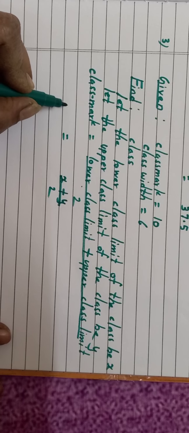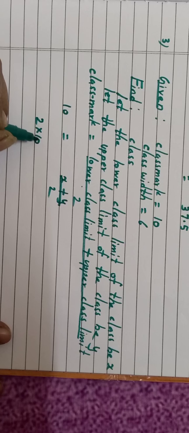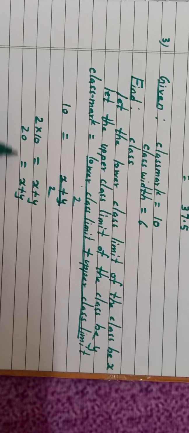So what is the class mark given? 10. Cross multiply. You will get 2 into 10 is equal to x plus y. That is, 20 is equal to x plus y. So you can take it to LHS.